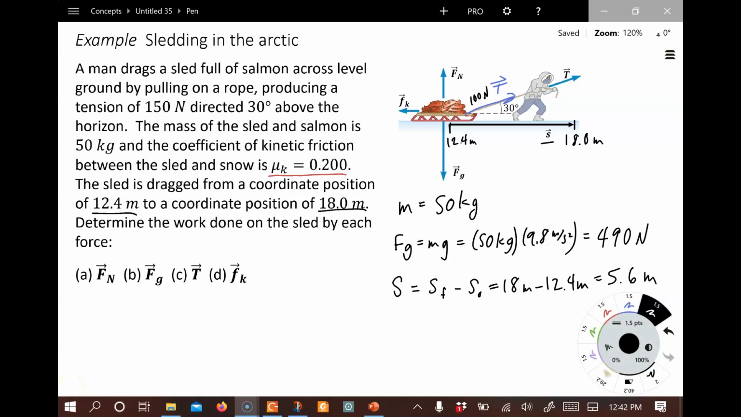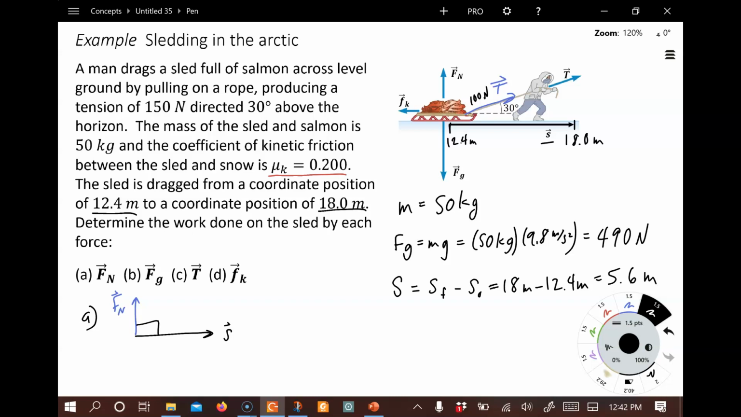Now, given this displacement and these four forces acting on the sled, we want to calculate how much work is done on the sled by each of those four forces. We don't know all the forces yet, but we can start here. Let's do the first one, part A, the normal force. Just like I did in my previous video, I'm going to draw the forces. There's your Fn, and here's your displacement, S.